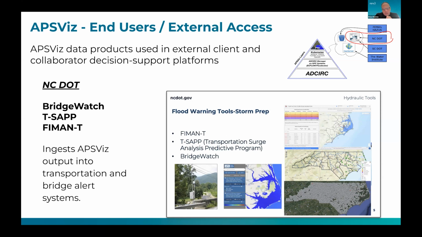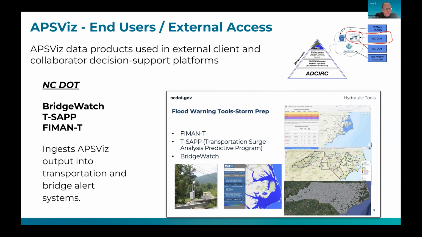This graphic is actually a composite of several different of these tools, so it's not just one tool. But what happens in this upper right-hand panel here is in real time, as they ingest our information, it will pop up little warnings that suggest to DOT here are areas that you need to be concerned about in terms of road closures.